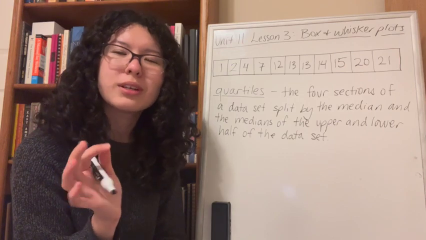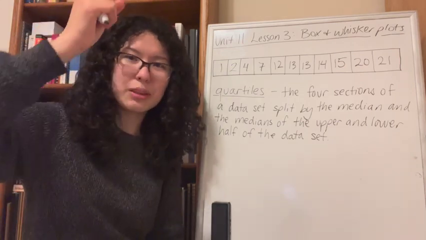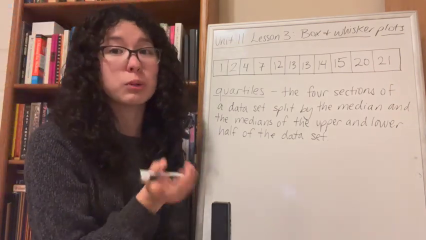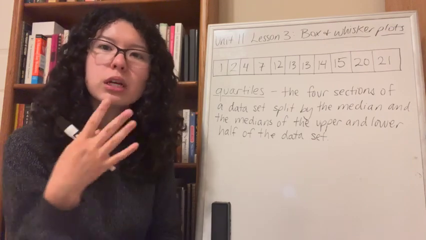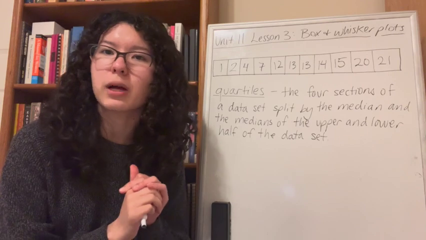One other thing to note is that when we say quartiles, we could also be referring to the actual numbers, so like the median itself, and then the number we choose to split the upper half, and the number we choose to split the lower half. A little tricky, but we'll get used to this as we talk more and more about quartiles and we practice making box and whisker plots.